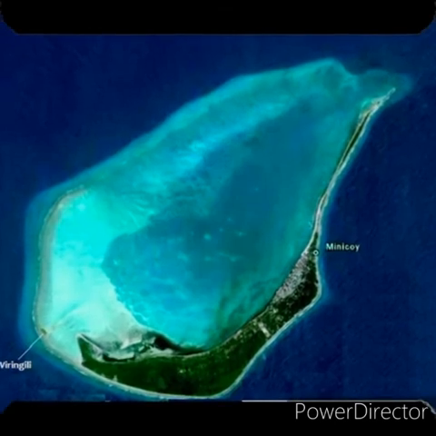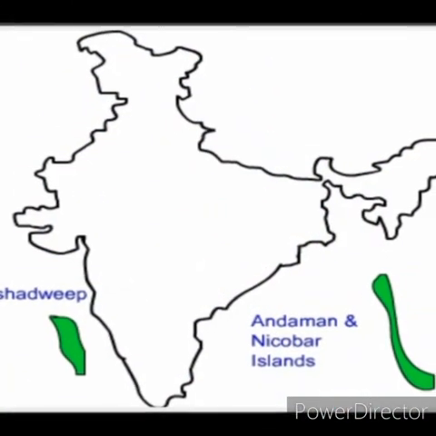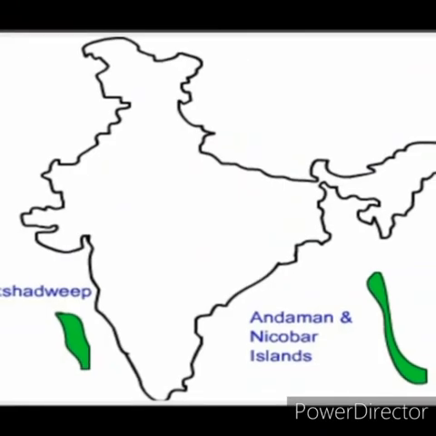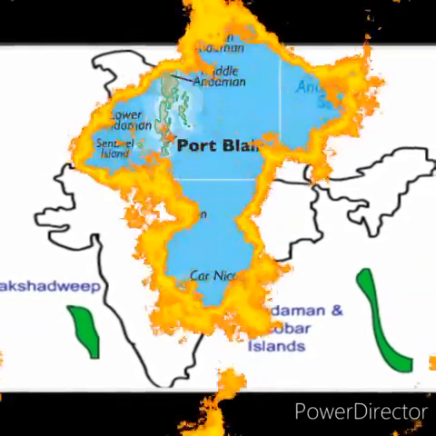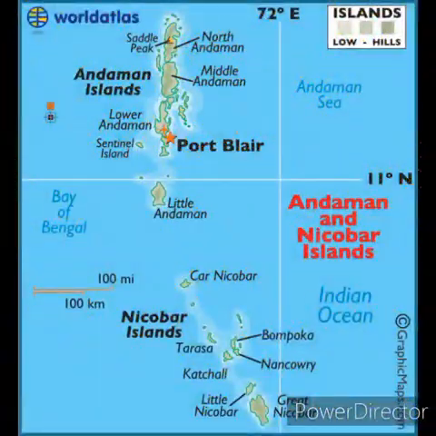Next is the Andaman and Nicobar Islands. These islands have two distinct groups. That is the Andaman group that has about 200 islands, and the Nicobar group that has about 20 islands.